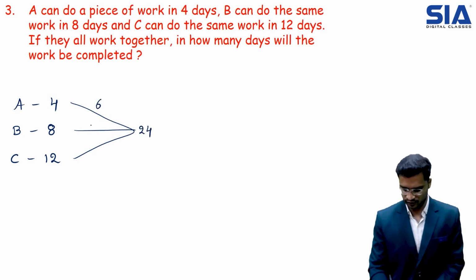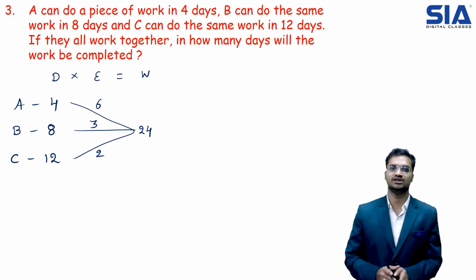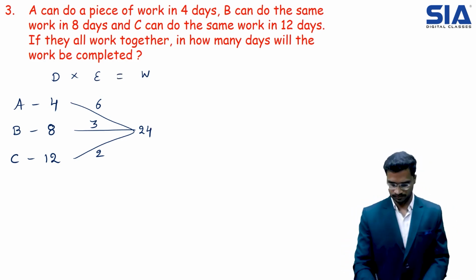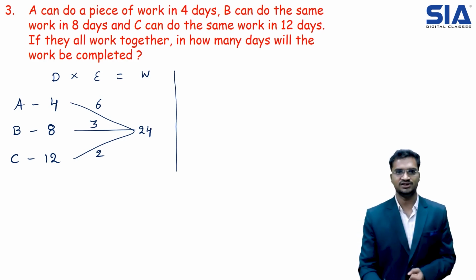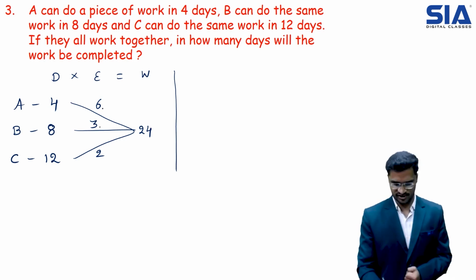4 sixes are 24, 3 eights are 24, 12 twos are 24. These are days, these are efficiency, and this is work, because days multiplied by efficiency gives me the work. Now what are the efficiencies of A, B and C? The efficiency of A is 6, the efficiency of B is 3, and the efficiency of C is 2.